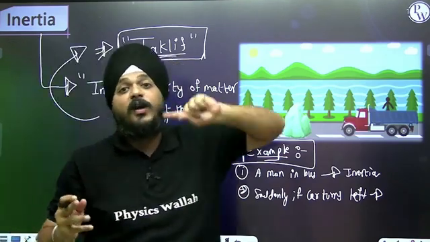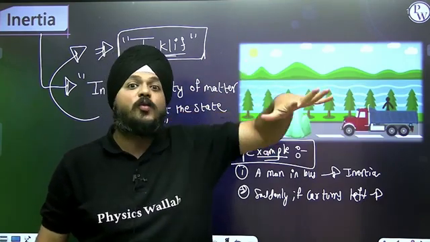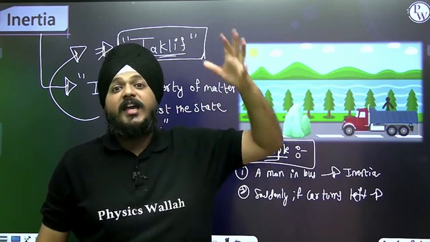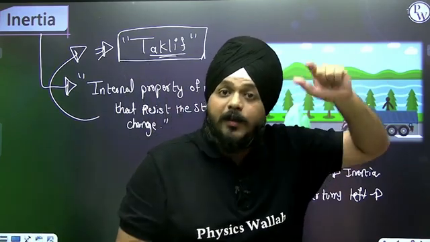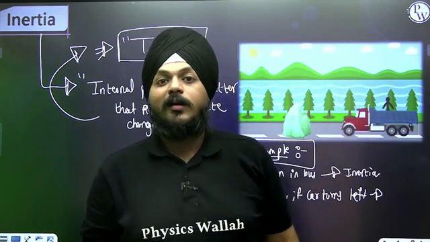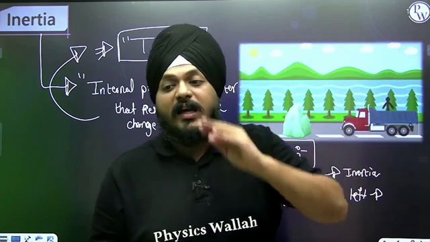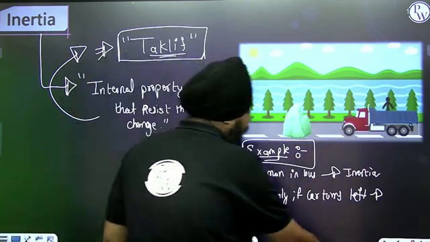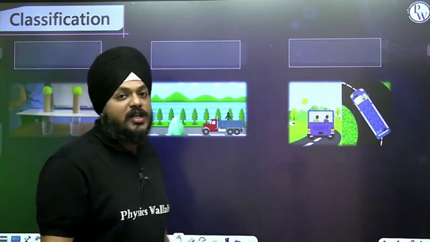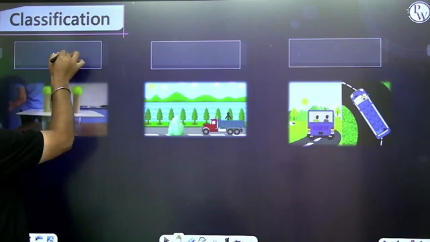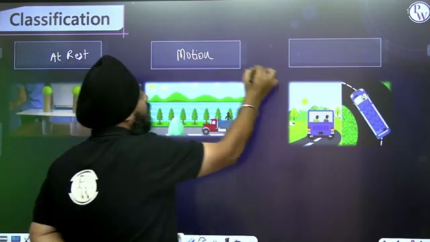What kind of taklif? To change the state. If an object is at rest, it wants to stay at rest. It does not want to change its state, but it is feeling taklif to change its specific state. The taklif is an internal property arising in the matter, and that is nothing else but inertia. There is a classification that we are going to discuss. Three types of inertia: inertia of rest, motion, direction.